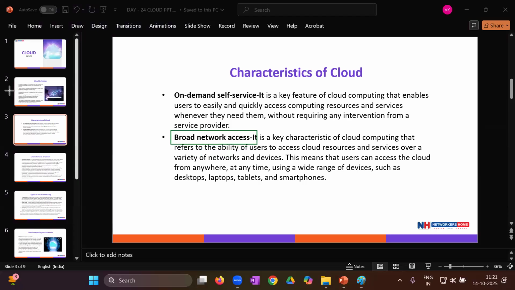Then what do we have? Broad network access. What do you mean by this broad network access? It is telling that we can access these cloud resources using a wide range of devices. We can access through desktops, laptops, tablets, and smartphones. Correct, no? Even you can access this with a desktop. If you have a laptop, you can access from there also. Tablet also, smartphones as well. What is required? Just login credentials are required. Right? So one is on-demand self-services, and one is broad network access.